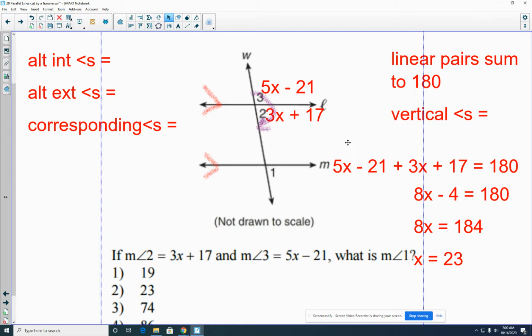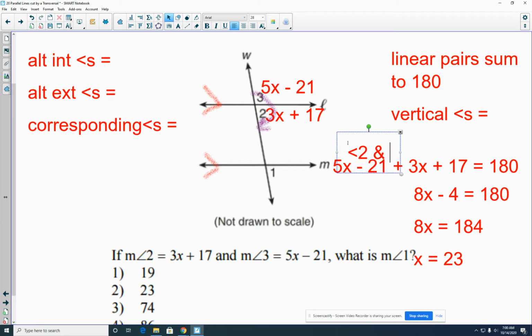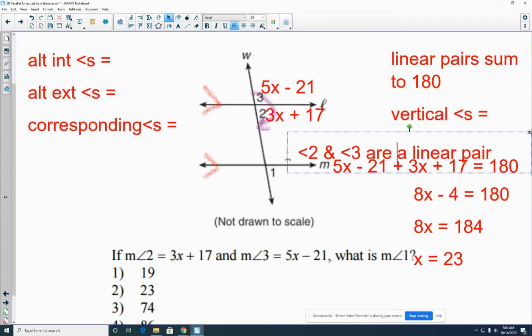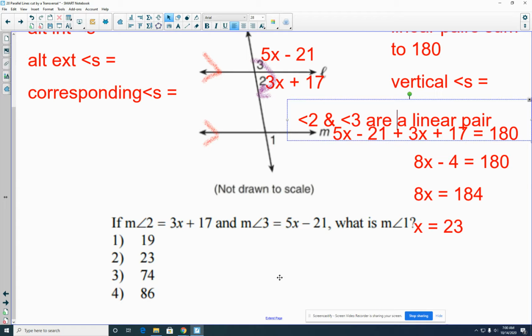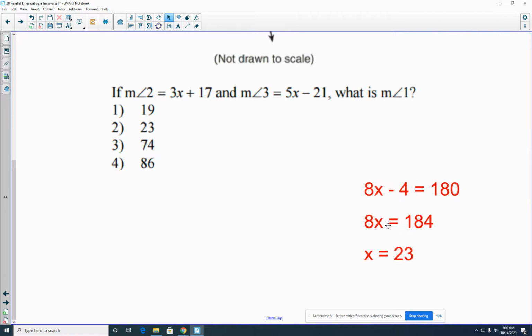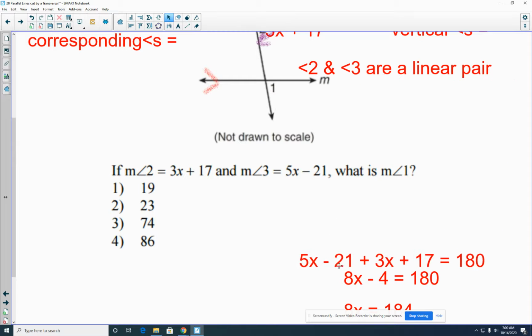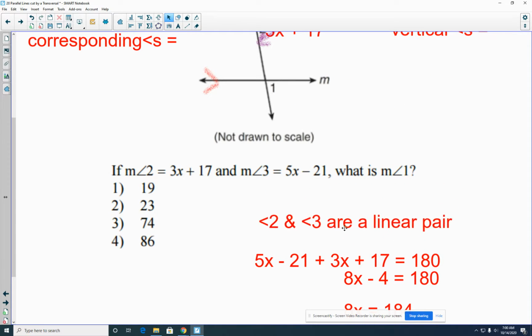So the measures of angle 2 and angle 3 are a linear pair. And that's why I was able to write this equation, 5x minus 21 plus 3x plus 17 equals 180. So let me draw this down. Okay, so that's the first thing.